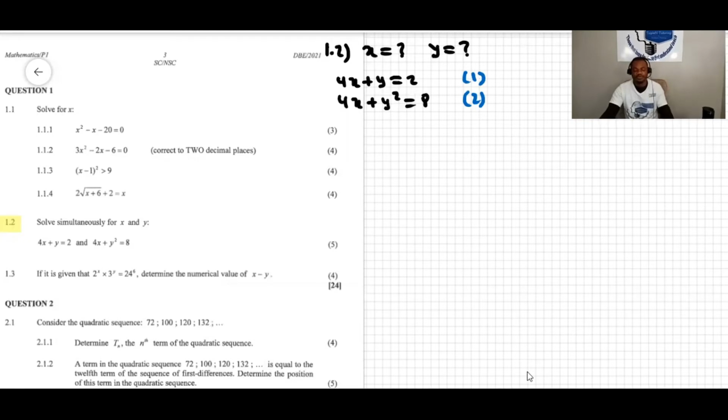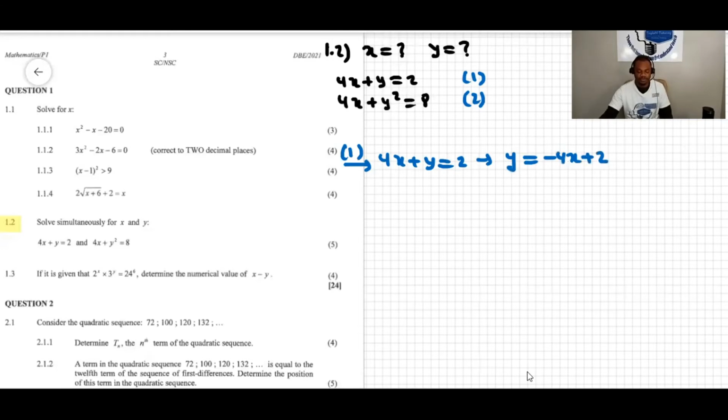Now the idea is to make one variable the subject of the other variable. So I'll start from equation 1, that is 4x plus y equal to 2. I would like to keep y on the left hand side and move x to the right hand side. So y will be equal to negative 4x plus 2.